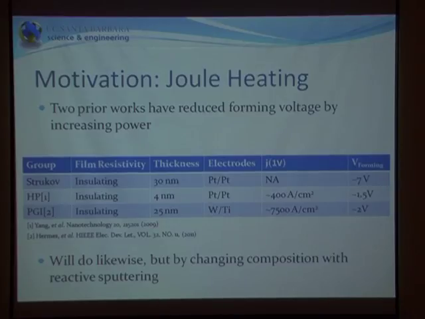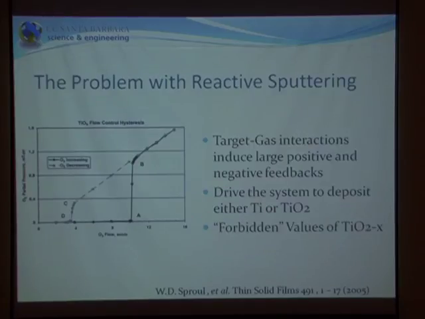And so we want to do the same thing, but by changing the composition with reactive sputtering to change the resistivity of our stack. The problem with reactive sputtering is that you have positive feedback, because as you oxidize the titanium target, your sputter rate falls, and so the partial pressure of oxygen will increase as the amount of free titanium introduced into the system is reduced. So in general, you are driven towards depositing either Ti or TiO2.